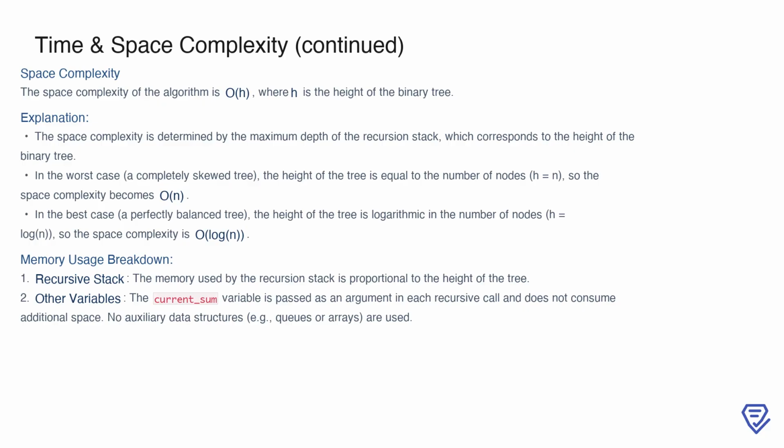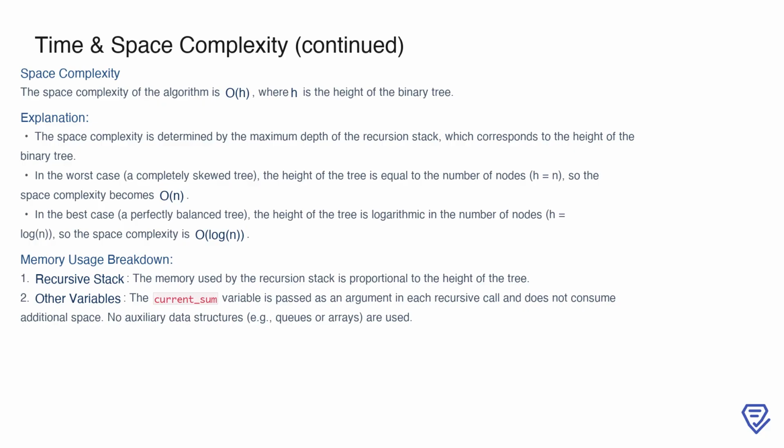The memory usage can be broken down into two main components. First, the recursive stack consumes memory proportional to the height of the tree. Second, the current_sum variable, passed as an argument in each recursive call, does not use additional memory beyond its scope.